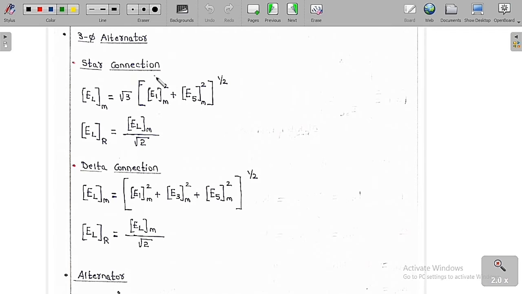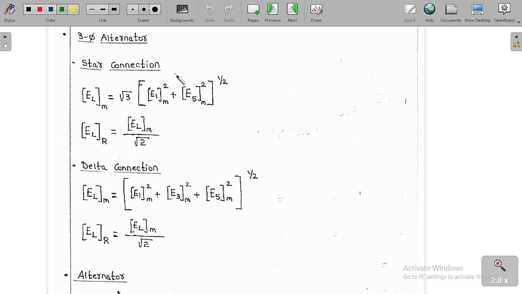So in the star connection, I have already told you there will be no third harmonic. The line voltage is nothing but root 3 times the phase voltage. The phase voltage is under root over E1 square plus E5 square. There will be no third harmonic component in the line voltage. Whether it is a star connection or a delta connection, in the line voltage there will be no third harmonic component. So listen carefully.